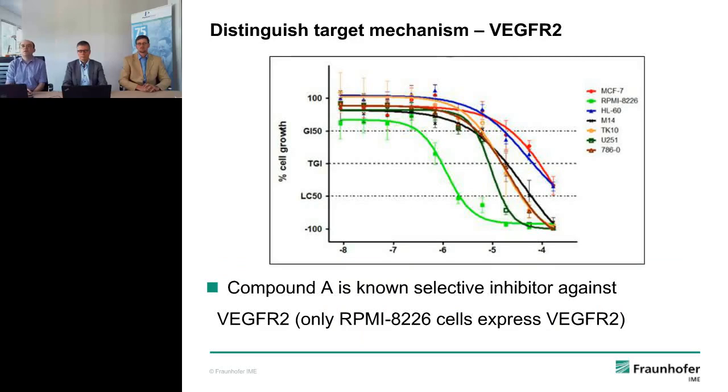So you can see we're screening a particular compound which is active against cells which express the VEGF receptor 2. In this case, only these RPMI8226 cells express that, and you can see there's a differential level of cytotoxicity for these cells compared to cell lines which don't express the same receptor. So there is an opportunity within these phenotypic assays and using these cell lines to identify compounds which have target-specific effects.